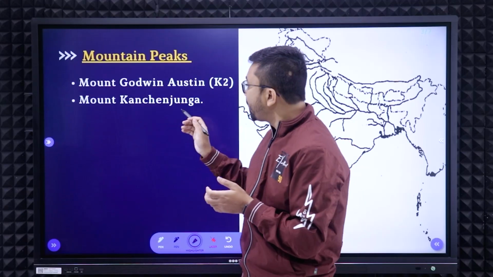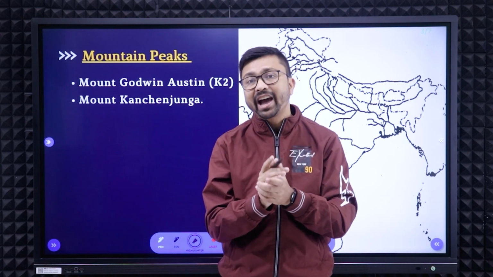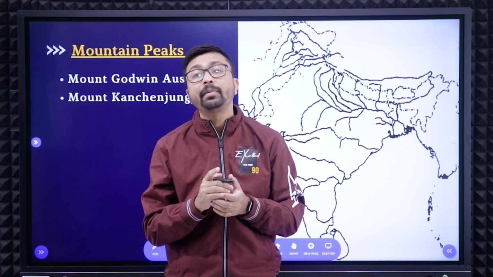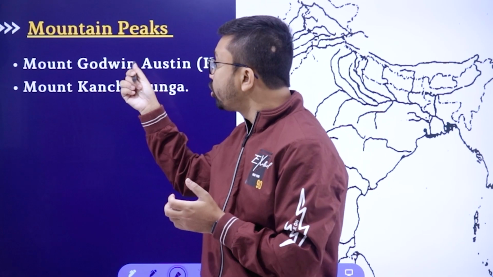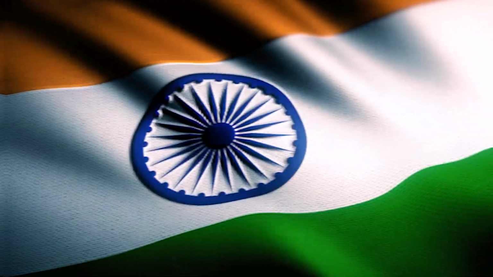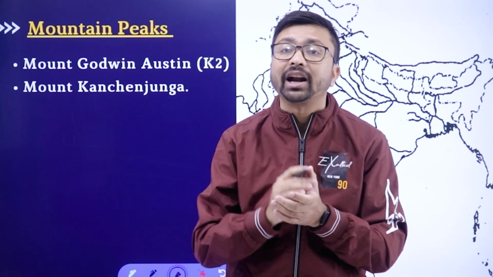Remember one thing, Mount Godwin-Austen is the second highest peak of the world and the highest peak of India. Remember that Mount Everest, in the Himalayas, is not located in India. It is located in Nepal, so it is not the highest peak of India. Mount Everest is the highest peak of the world, but Mount Godwin-Austen is the highest peak of India and the second highest peak of the world. And Mount Kanchenjunga is the highest mountain peak under the Himalayan mountains that is located in India.